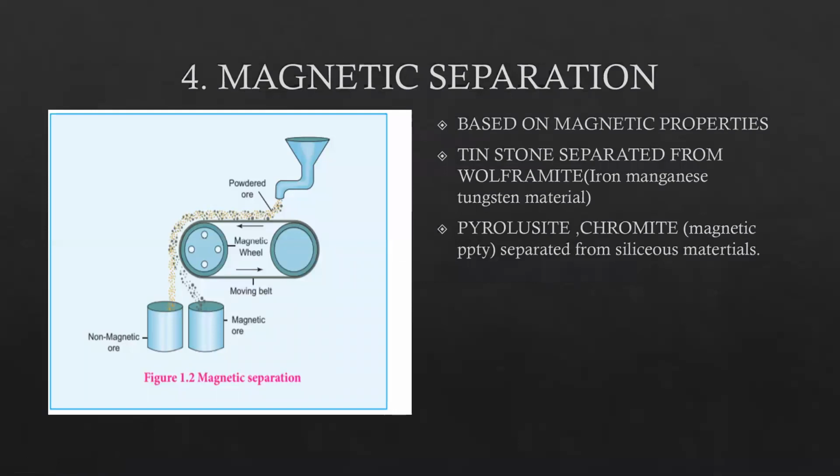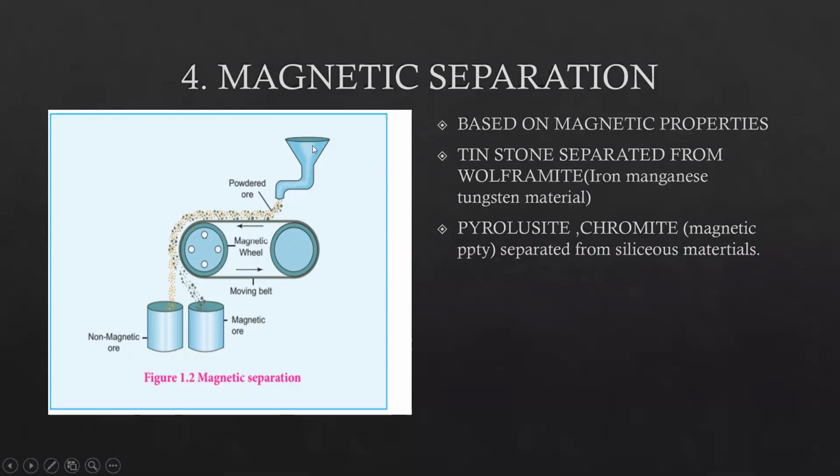Next method is magnetic separation. This method is based on magnetic properties. With this method, we separate the magnetic materials from the non-magnetic materials. Magnetic materials means the materials which are attracted by a magnet, such as nickel, cobalt, and iron. Only these magnetic materials are attracted by the magnet.